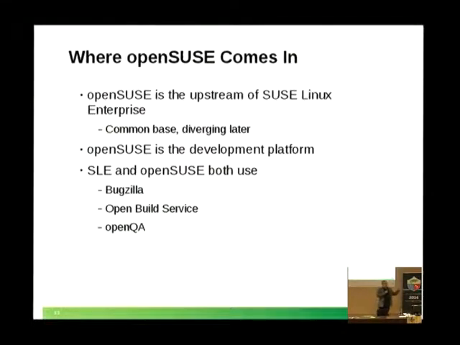But we are diverging at some point in time because we keep the stability. We are providing an enterprise product. We need to maintain certifications, so we can't break API, ABI at one point in time. We need to maintain this for our customers. So at some point in time, we are diverging away from openSUSE when it comes to package versions, package features, and so on. But openSUSE is still our development platform for new features. And we're using the same tools.